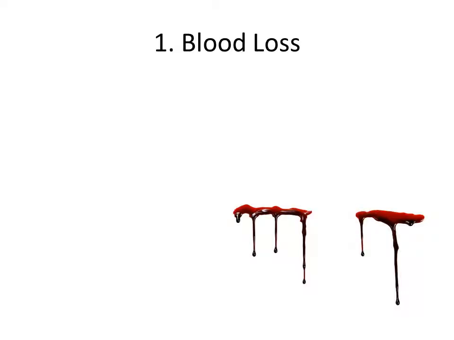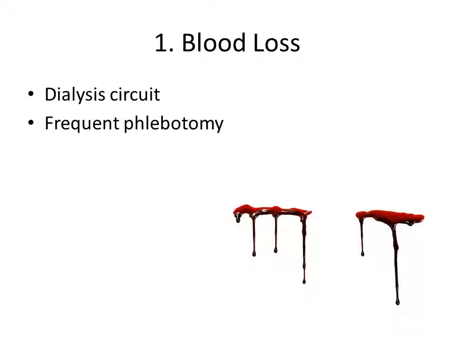Okay, first let's talk about blood loss. Dialysis patients lose blood with the dialysis procedure. For example, some blood remains in the filter and in the tubing, the so-called dialysis circuit, at the end of the procedure. Dialysis patients undergo frequent blood draws. They can also lose blood from their fistula, especially after the needles are withdrawn or before clotting occurs.